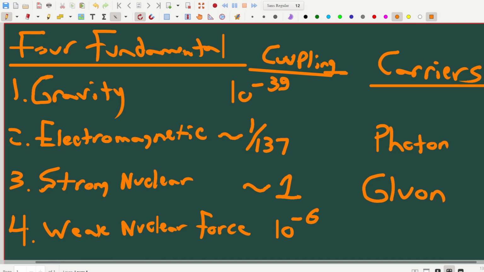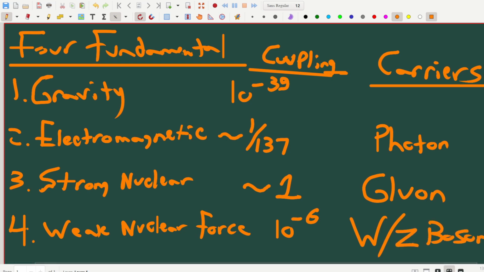And the carriers for the weak force weren't observed until the late 70s, and they're called the W and Z boson particles. There are two different ones, the W and the Z. We won't worry about those. Let me give you an example of what the weak decay mediates. I'll just put it here on the board.